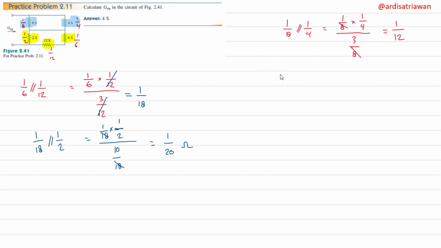So for finding the R equivalent, we need to find 1/20 in parallel with 1/12. Okay, let's do the calculation. 1/20 divided by 1/12 divided by 1/20 plus 1/12. Okay, this math will be complicated.